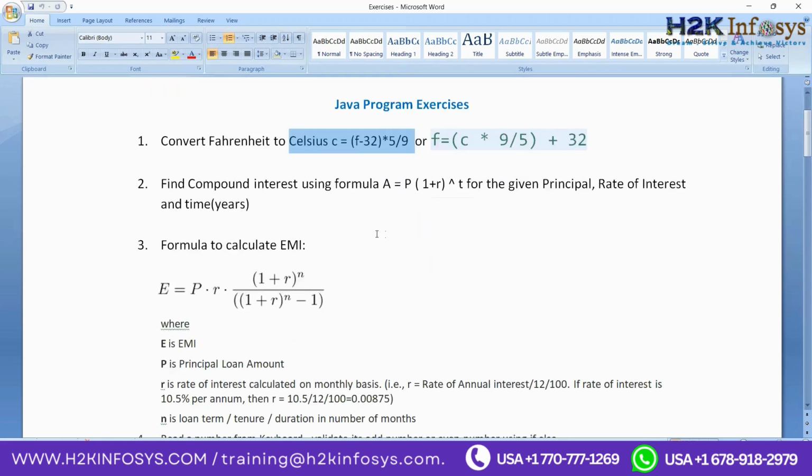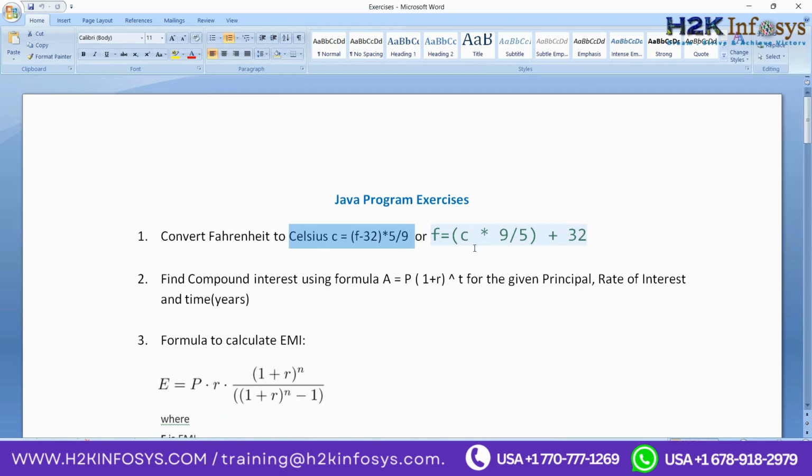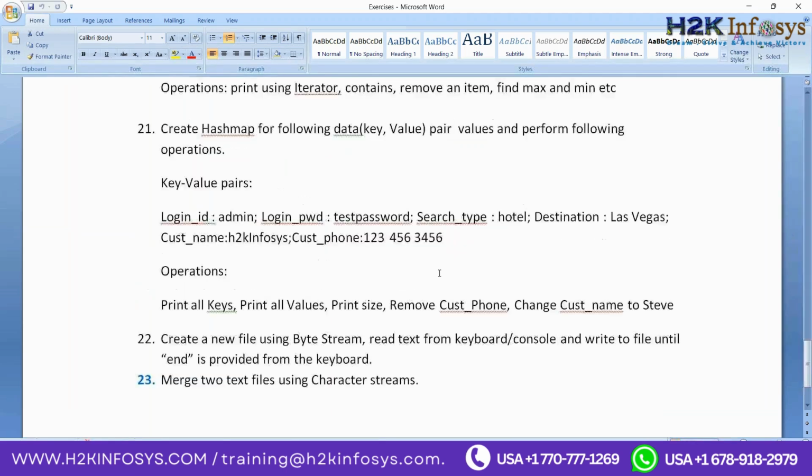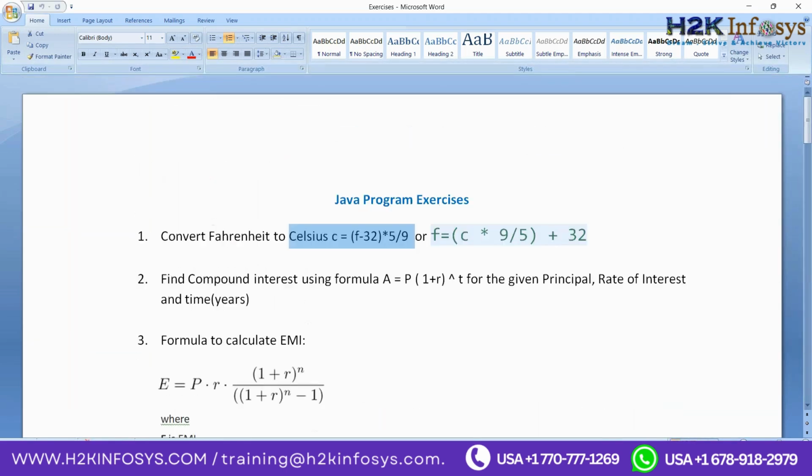So next, only one exercise for today. Monday onwards we'll get into the exercises, we have 20, I think 23, only for Java. So one we will do now. I will do Fahrenheit to centigrade, and centigrade to Fahrenheit you guys need to do. I will mail you this exercise also along with today's code.